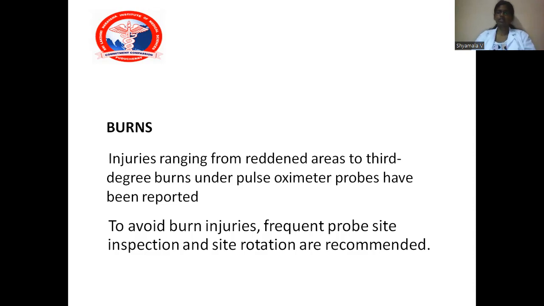So we should frequently monitor the site and change the probe from one site to another frequently. Burns are very rare and range from reddened areas to third-degree burns. To avoid burns, frequent probe site inspection as well as site rotation is recommended.